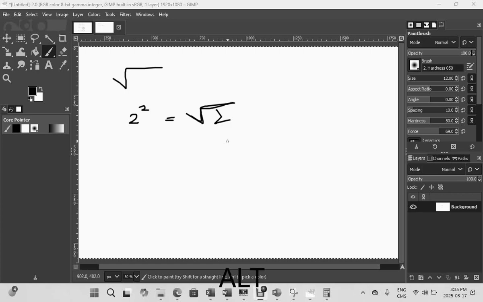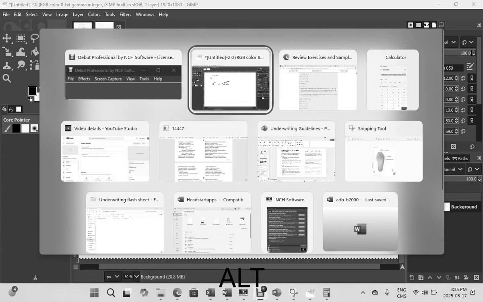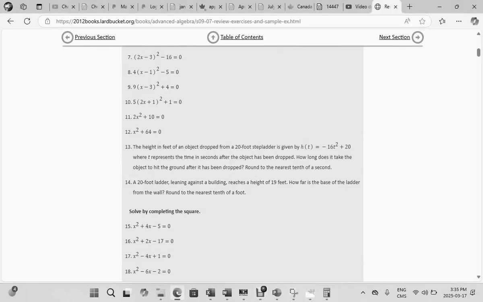Starting with the first one, which has to do with a step ladder. The height in feet of an object dropped from a 20-foot step ladder is given by h of t equals negative 16t squared plus 20, where t represents the time in seconds after the object has been dropped. How long does it take the object to hit the ground after it has been dropped? Round to the nearest tenth of a second.